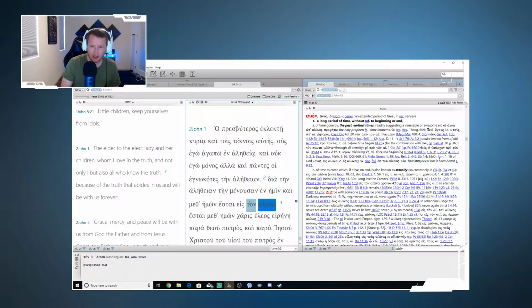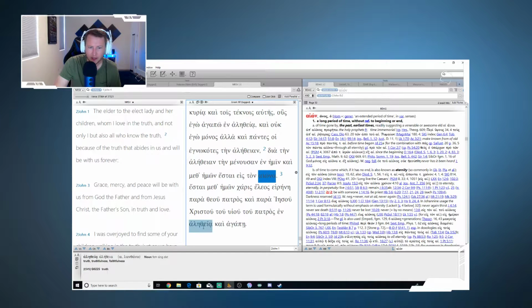Oh, interesting. So see how verse 3 ends up combining este met' hemon, and you got met' hemon este here. So it's almost like a chiastic structure. So it's signaling charis, eleos, eirene, para theou patros kai para Iesou Christou tou huiou tou patros en aletheia kai agape. These are the things that will be with us forever. So verse 3, the NRSV, I think they do a good job with the colon there, but I'm not going to use the colon just to retain the flavor of the Greek here. And will be with us for eternity.